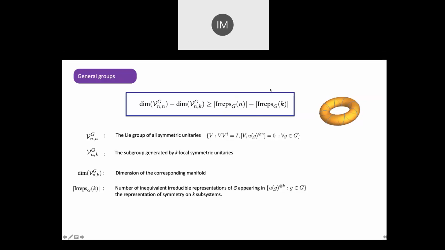Okay, so if we go back to our U1 example, just to understand how this bound works. For k qubits, the number of irreps is just k plus 1, corresponding to the k plus 1 Hamming weights that k bits can have, from 0 to k. And so here my bound will be n plus 1 minus k plus 1, which is n minus k, which is equal. And we know that in this case it holds as equality.